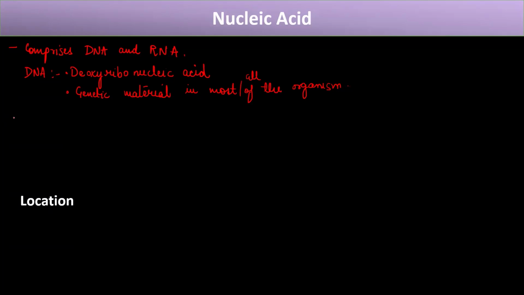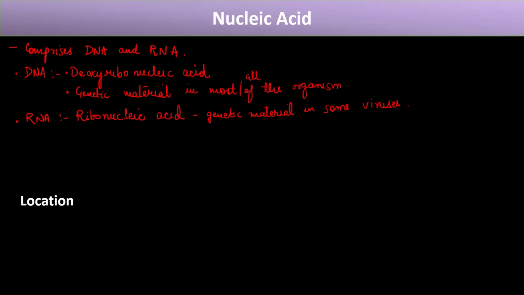Now, the second type of nucleic acid, or second component, is RNA. RNA stands for ribonucleic acid. Now, what is ribonucleic acid? It is also considered as genetic material in some viruses, not all the viruses, but in some viruses.